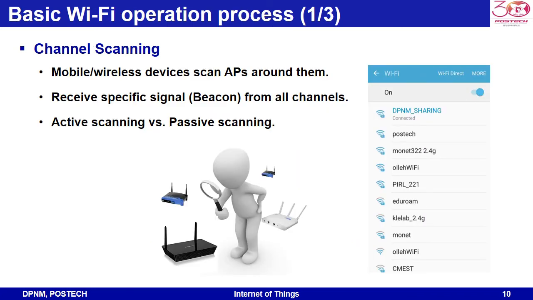Let me explain the basic process of Wi-Fi operation. Actually, it is fairly simple. It usually takes several steps. You can turn the Wi-Fi interface on and off in your smartphone by sliding down the setting screen. If you turn it on, the Wi-Fi interface will start searching for a base station.